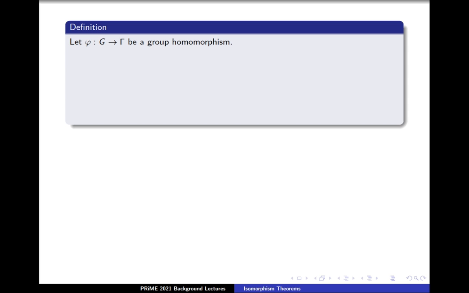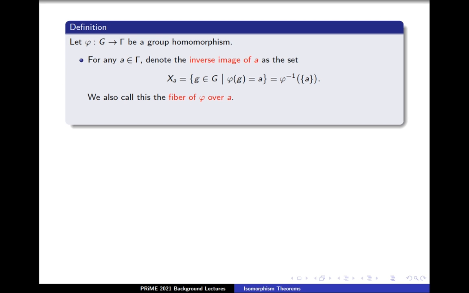For the next definition, again, we'll have phi from G to gamma a group homomorphism. Then, for any little a in gamma, let's denote the inverse image of little a as the set X sub a, which is the set of little g in capital G, such that phi of little g is equal to little a. Or we'll write this as phi inverse of the set containing little a. We will also call this the fiber of phi over little a. Let's denote the set G bar, which is the collection of the X sub a's for a in gamma, as the collection of fibers of phi.